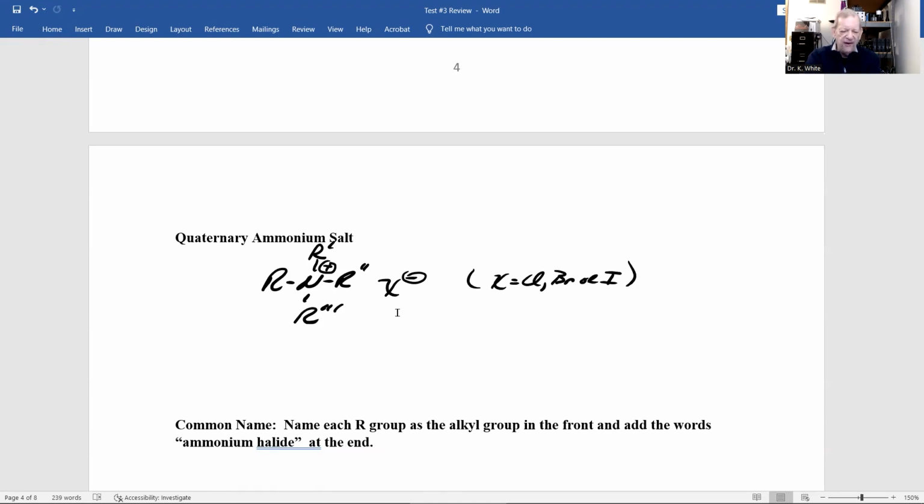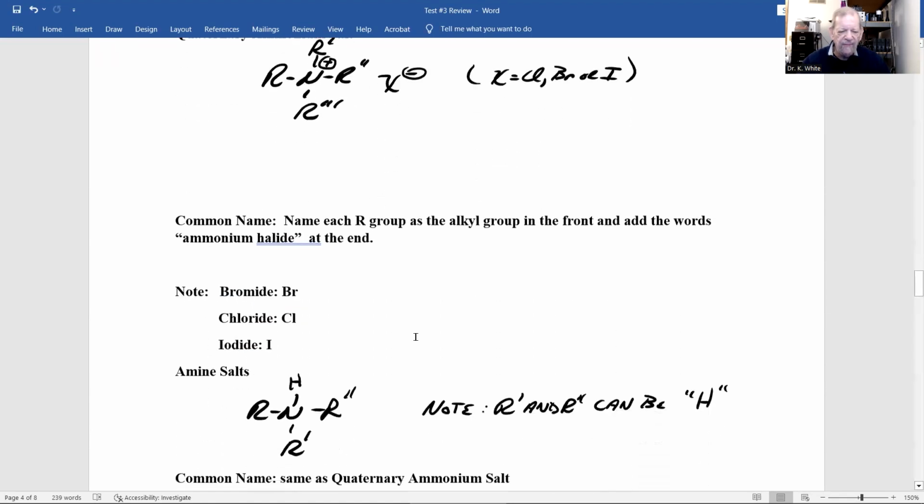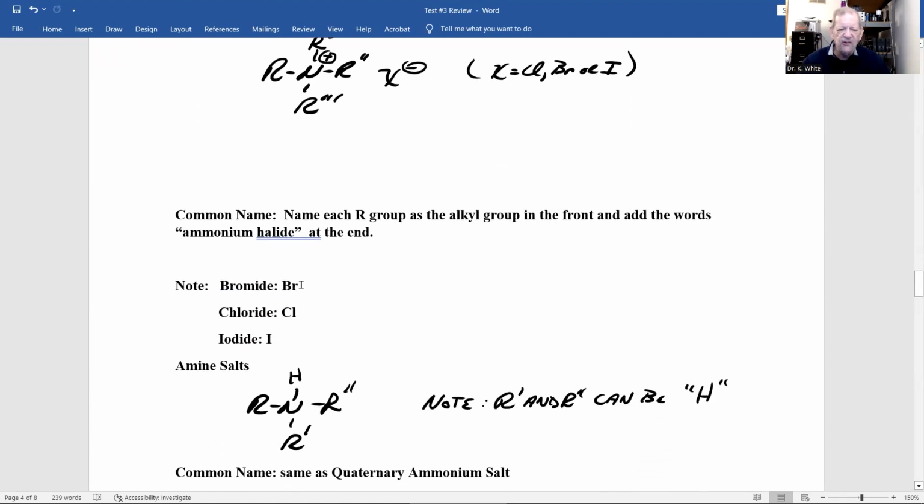And for quaternary ammonium salts, the common name: name each R group as the alkyl group it is in the front, and then add the words ammonium halide. Now, if X is bromine, it would be ammonium bromide. If X is chlorine, it would be ammonium chloride. If X is iodine, X minus is called ammonium iodide.